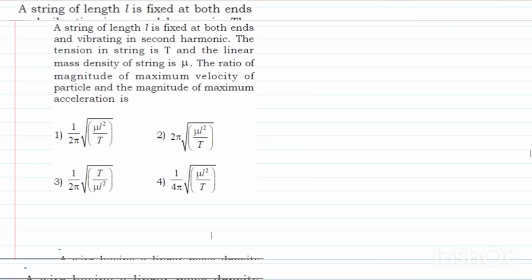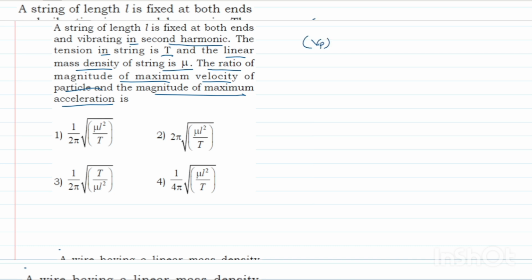Let us see the next question, students. Here the next question says, a string of length L is fixed at both ends and vibrating in the second harmonic. The tension in the string is T and the linear mass density is mu. They are asking for the ratio of the maximum velocity of the particle and the magnitude of the maximum acceleration.